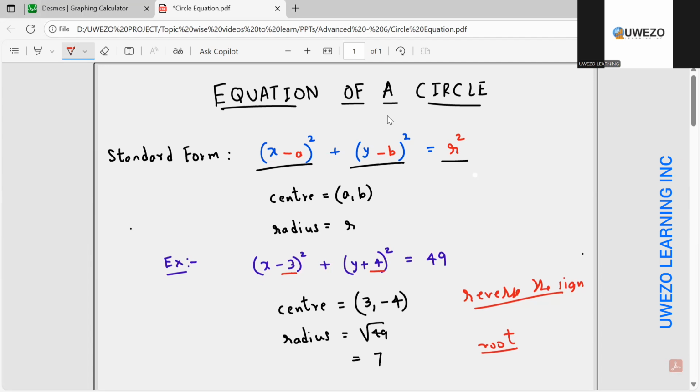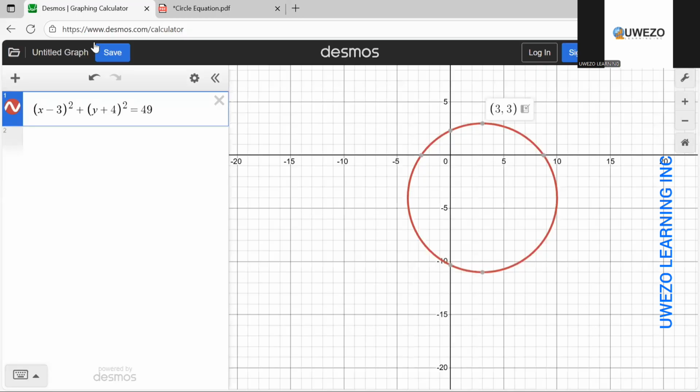Also, you could type in the same equation in Desmos and you can get the end points of the diameter. Now, you need to apply the midpoint formula to find the center of the circle. So here the maximum is (3, 3) and the minimum is (3, negative 11). So the center would be 3 comma the average of negative 11 and 3, which would be negative 4.